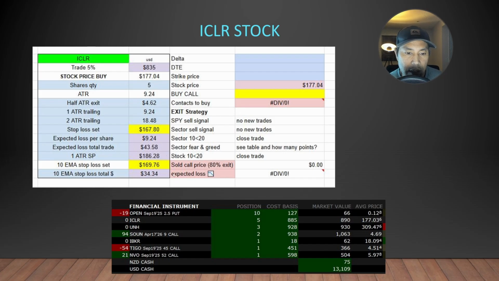I've then calculated the loss in here. We've got the 10 EMA loss in there, so it's 169. If it goes below there, I sell, and then I will lose $34 in that trade. So that's how I've got it sorted.